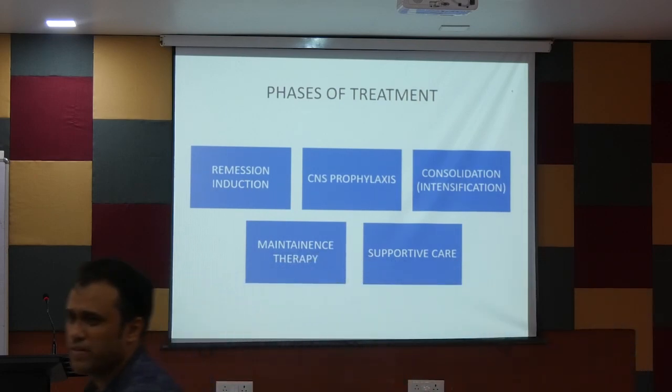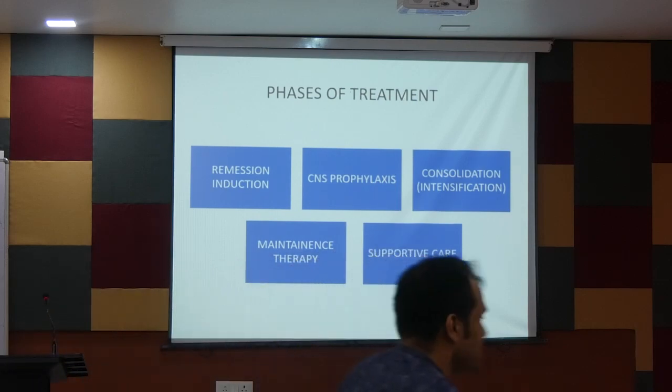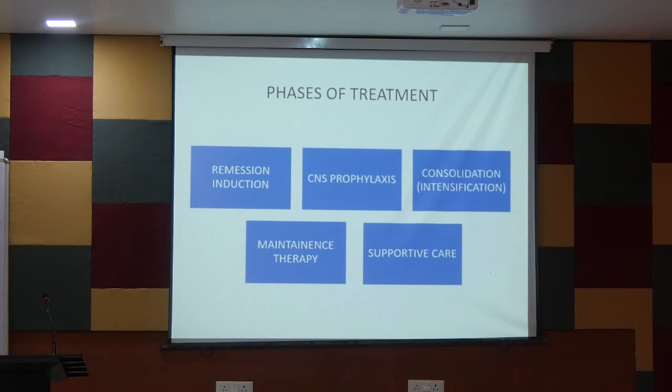So if the examiner asks you what the phases of treatment are, that's how you have to go. Remission induction, then comes CNS prophylaxis, given in high-risk patients. Not all patients undergo CNS prophylaxis. Then comes consolidation or intensification of the treatment. This is followed by maintenance therapy for at least 2 to 2.5 years, and then supportive care. The main aim of therapy is to cut down the blast level to such an extent that normal hematopoiesis is restored.